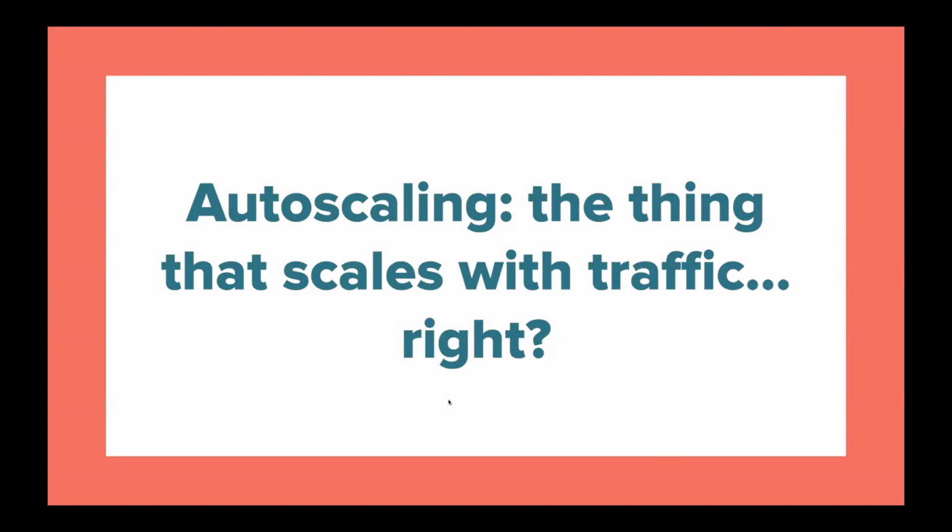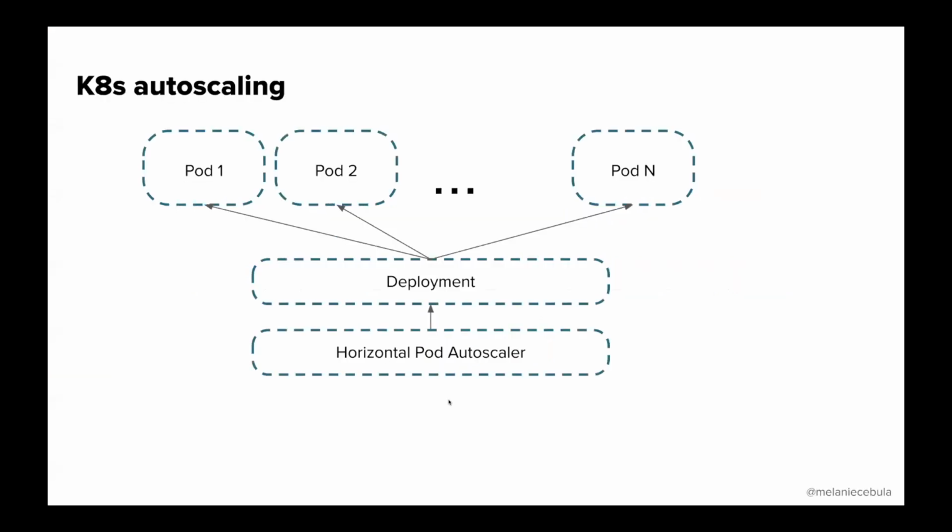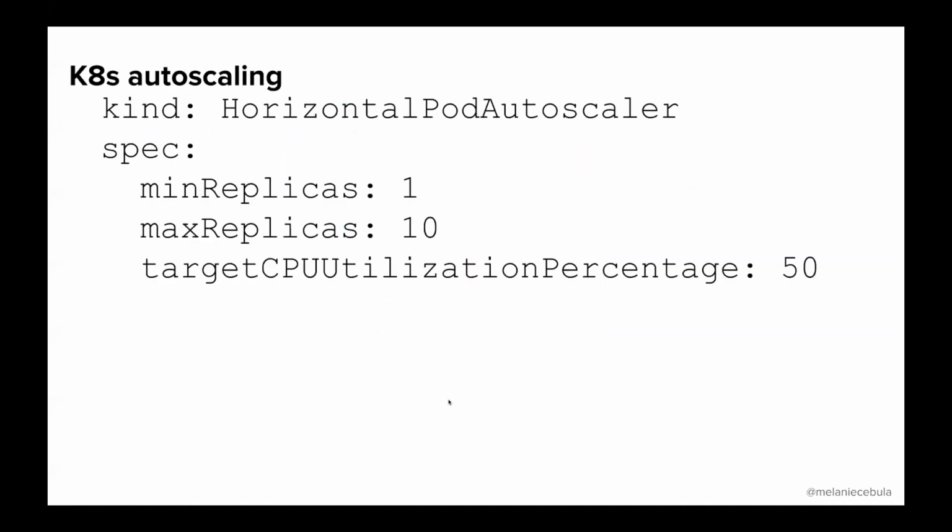So autoscaling, the thing that scales with traffic, right? I'm going to talk about Kubernetes autoscaling in particular, but I'll try to keep these lessons basically general purpose, so they apply to other kinds of resources, and I'll talk about other kinds of autoscaling in a bit as well. But let's take a look at Kubernetes autoscaling. For those of you who are familiar with Kubernetes, you have a bunch of pods for your service deployed with a deployment and scaled with HPA, or horizontal pod autoscaler. This is what Kubernetes autoscaling looks like for one service.